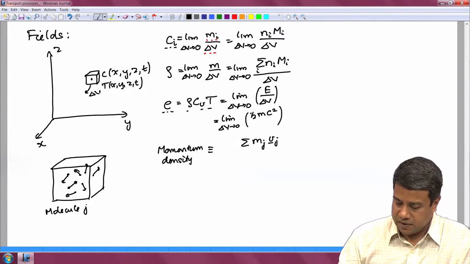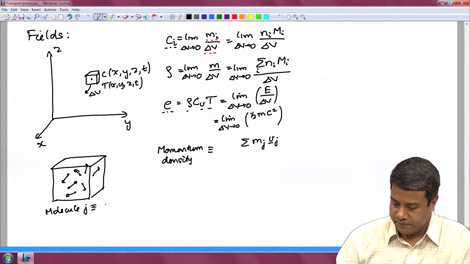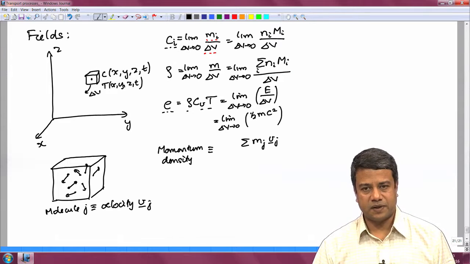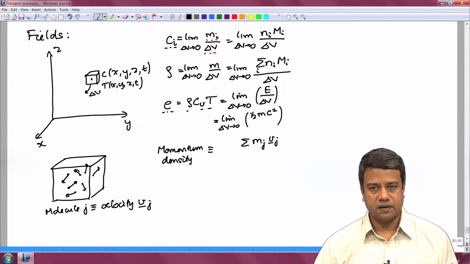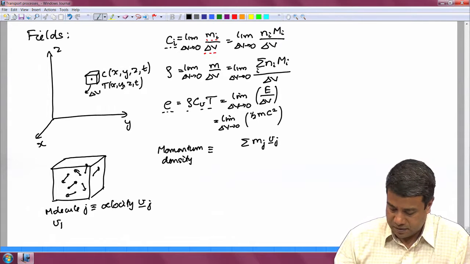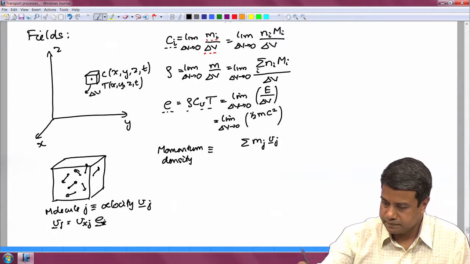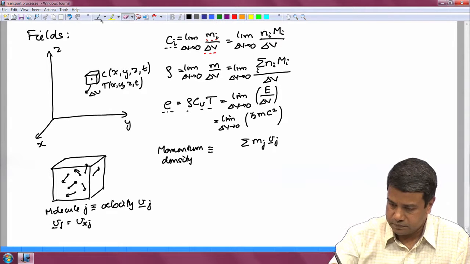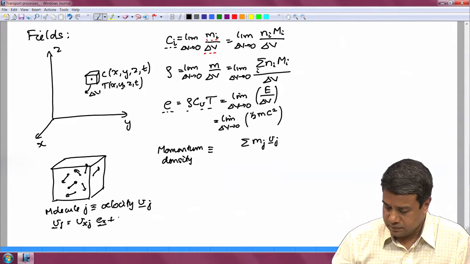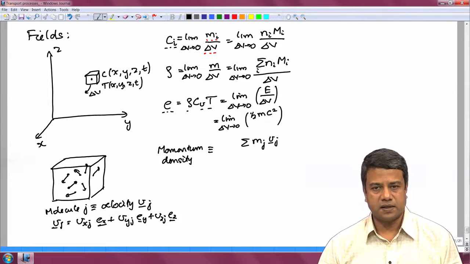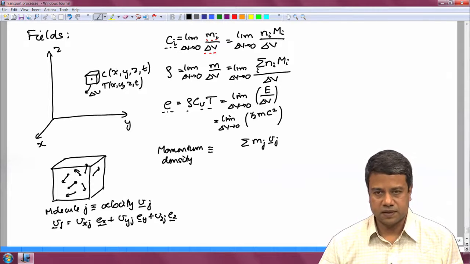Okay. For each molecule j has a velocity, which is a vector Vj. It has 3 components, x, y and z components. So, it is a vector. I can write Vj as Vx_j Ex plus Vy_j Ey, and so on. It has 3 components, where Ex, Ey and Ez are the unit vectors in the x, y and z direction. So, therefore, this is a vector.